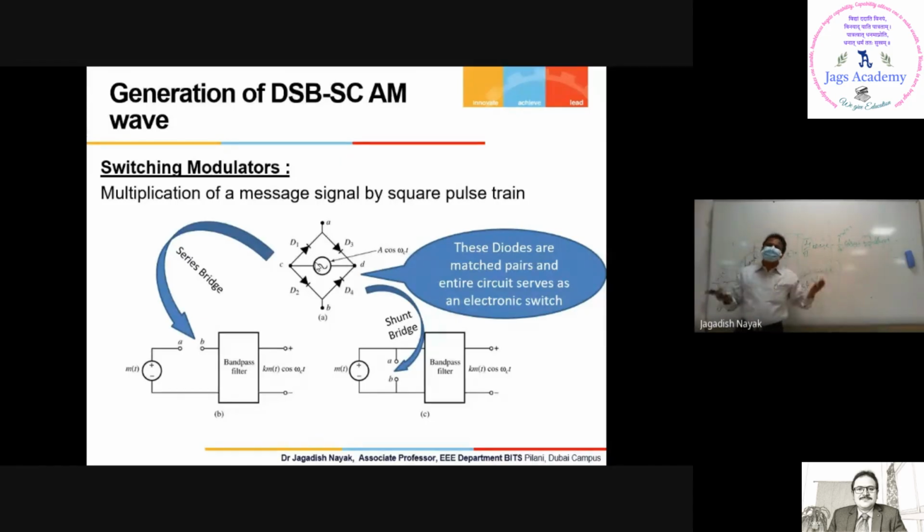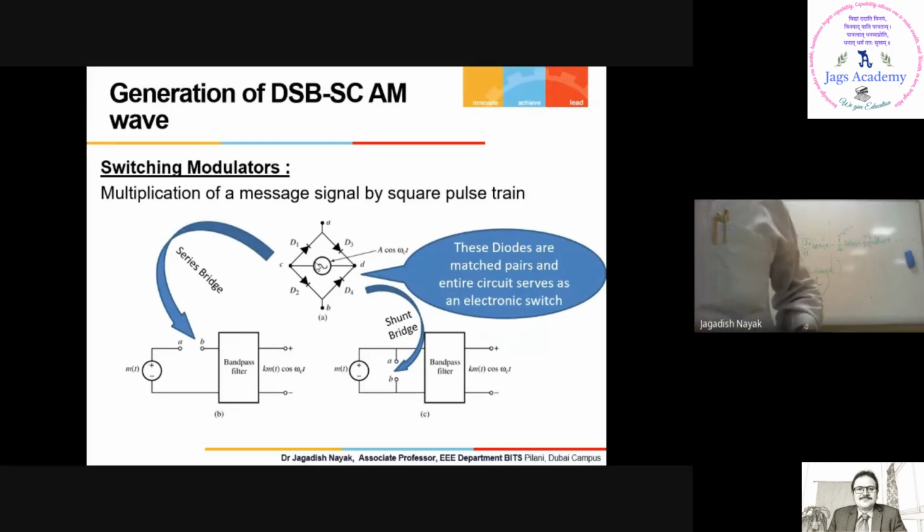What you do is use a band pass filter with the center frequency omega c. What will that band pass filter do? It will keep only that omega c component and remove all other components. So finally, what you will get is only M of t into cos omega ct. Have you understood this? Then what is M of t into cos omega ct? It is the double sideband suppressed carrier AM wave. You got it? Is it clear? Okay, fine.